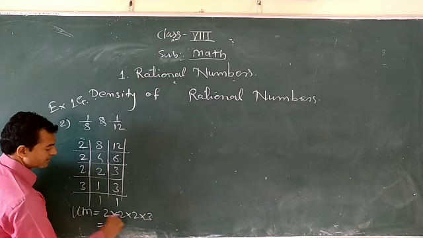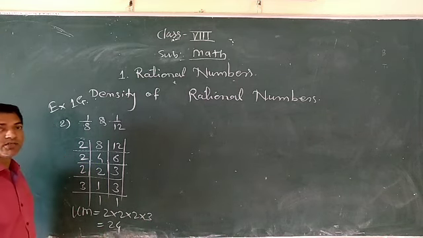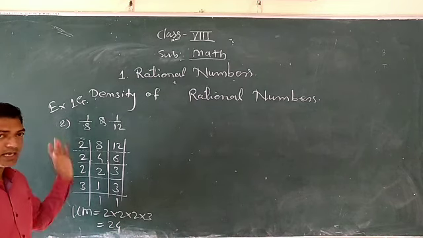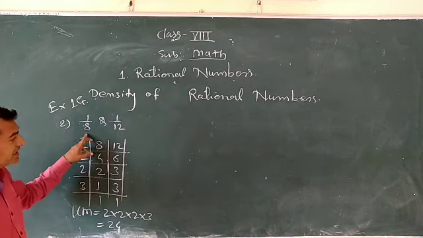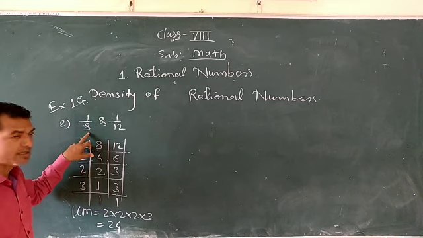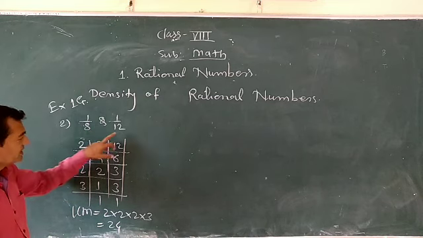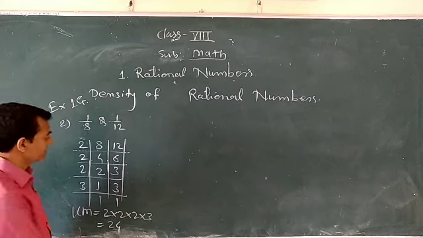So how many? 8 3s are 24. So your LCM is what? 24. So in this way you can get the LCM. After finding the LCM, make the denominator the same. This will be how many? 24, and this is also 24. So you have to make the denominator the same, that is 24.